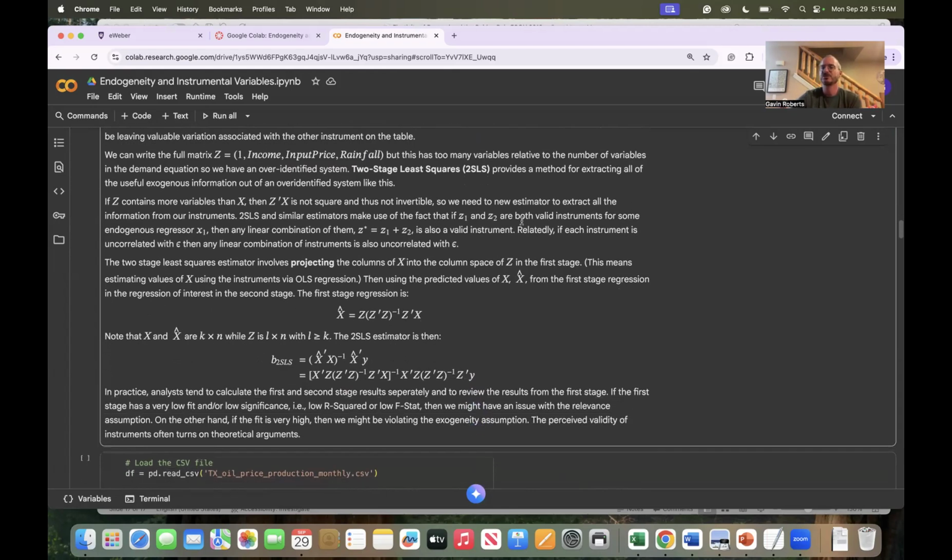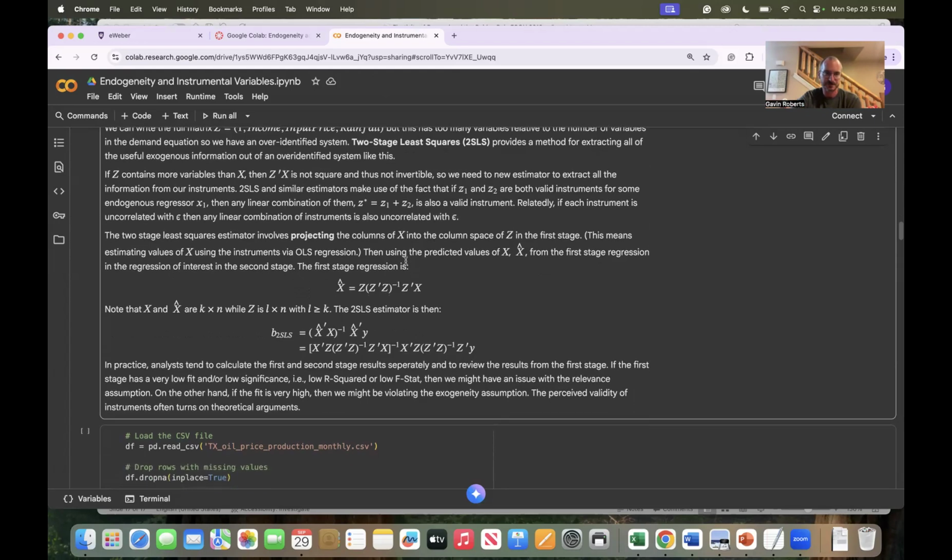So two-stage least squares is the name of this method. This provides a method for extracting all of the useful variation, because we'd be leaving some information on the table if we just chose one, but maybe these are both shifting around supply. It's better if we can get a better estimate of our demand curve if we shift around supply more. So we want to try to use all that information. So two-stage least squares allows us to use all of that information in an instrumental variable type setting.